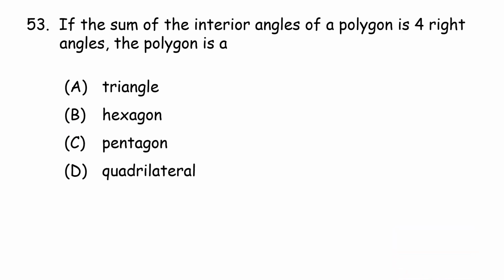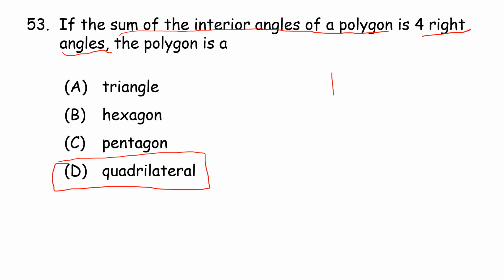Question 53 says, if the sum of the interior angles of a polygon is 4 right angles, the polygon is. So once you see 4 right angles, we know immediately that we're talking about a quadrilateral. The sum of the interior angles being 4 right angles could only be a 4-sided figure, a rectangle, and here are the 4 right angles, or a square. Here are the 4 right angles, and they're all quadrilaterals.